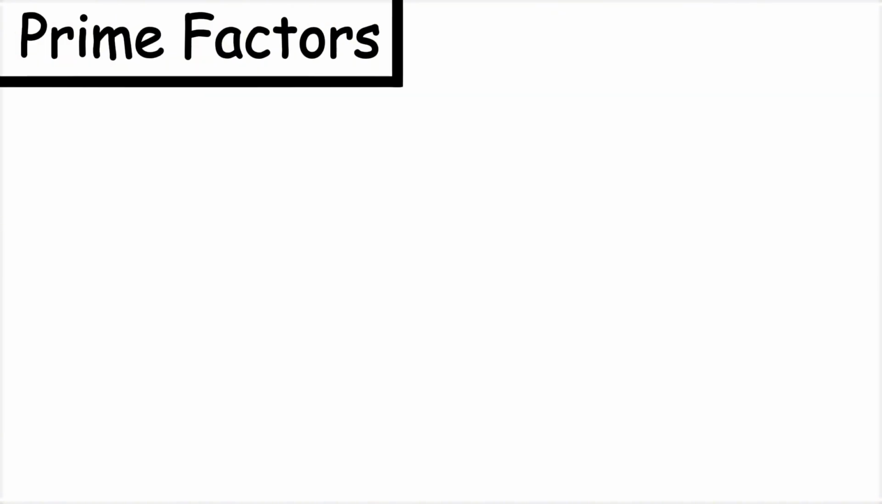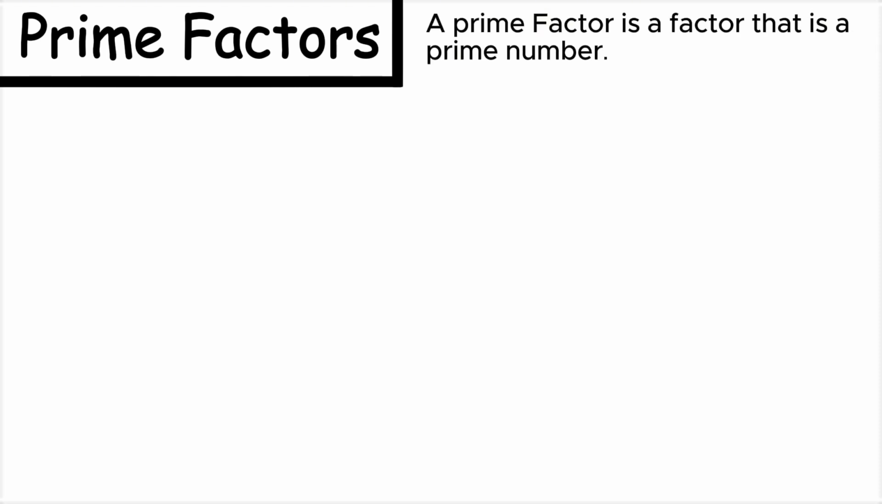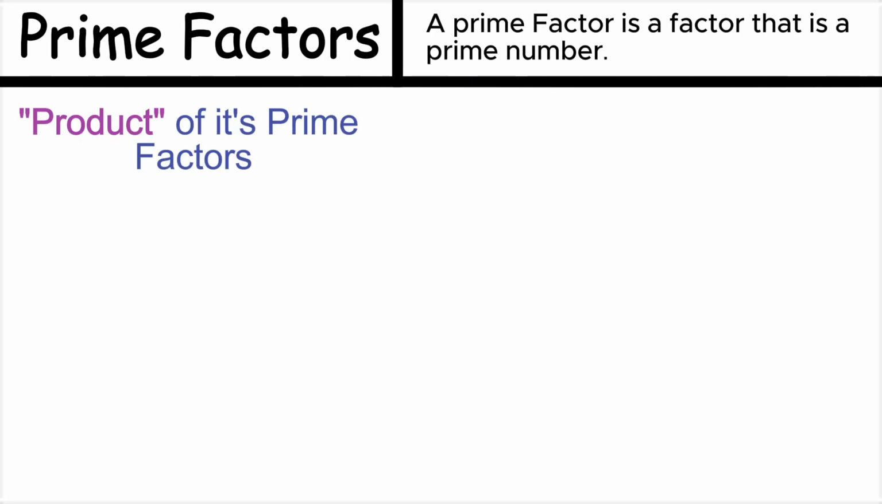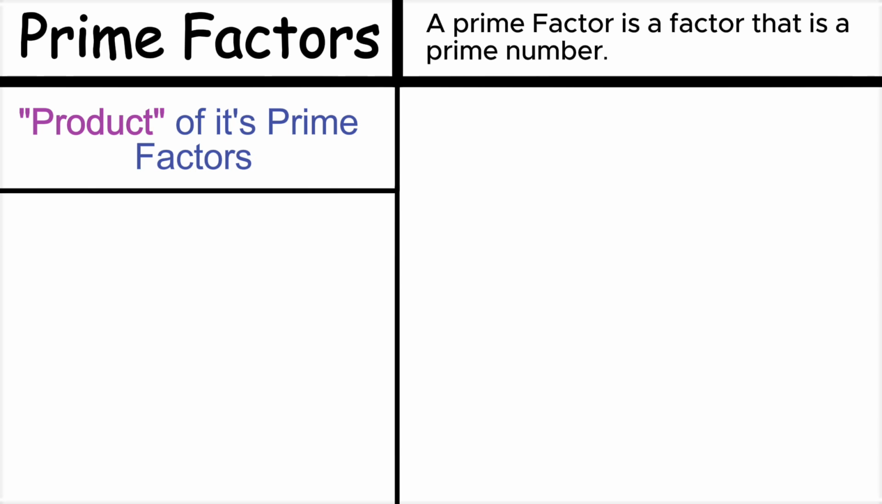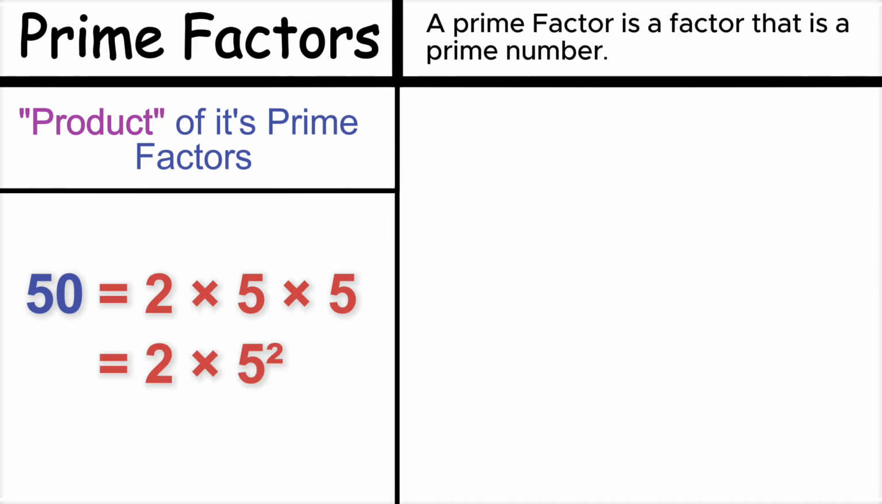A prime factor is a special type of factor that you also need to know for your exams. A prime factor is a factor that is a prime number. Sometimes you might be asked to write a number as a product of its prime factors. This just means that you have to write all the prime numbers that need to be multiplied together to get the number given. For example, the number 50, written as a product of its prime factors, is 2 times 5 times 5, which is often simplified to just 2 times 5 squared.